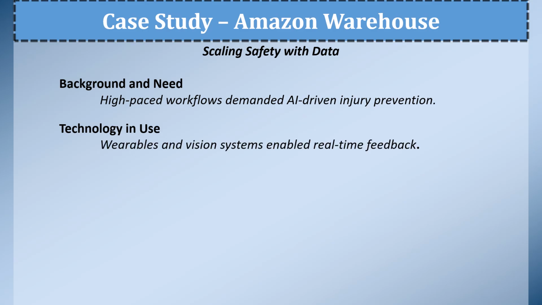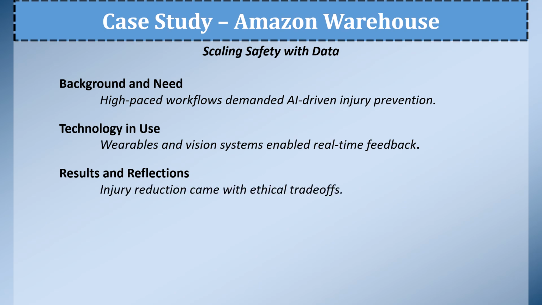Technology in use. Wearables and computer vision detect improper posture and fatigue. Data is fed into predictive models that suggest ergonomics adjustments, while real-time alerts coach workers toward safer movement.